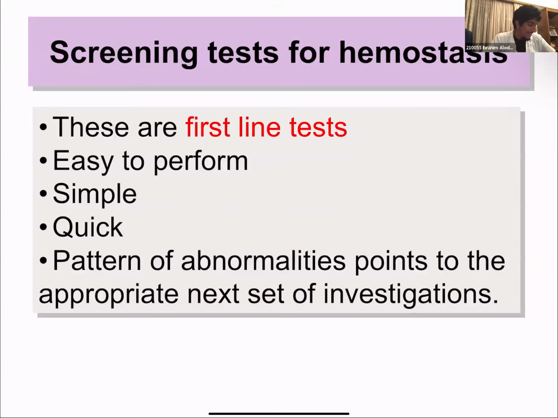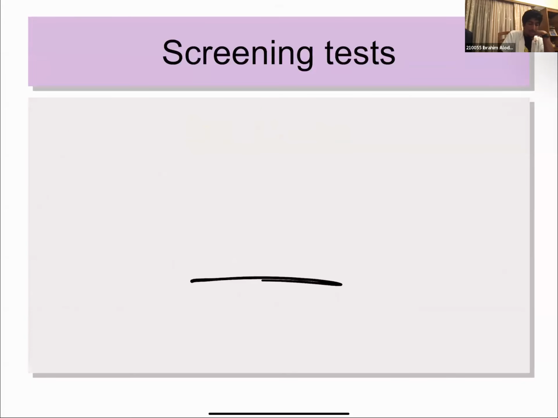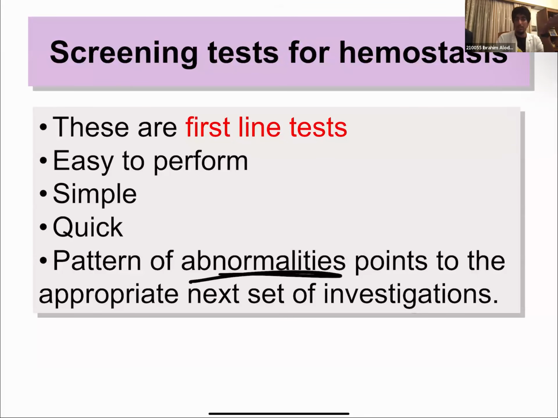Moving on, here are the first line tests for hemostasis. Now the first line tests, they are easy to perform. They're simple. They're quick. You can get these done in the clinic. They're very fast. And once you have an abnormal first line test, you're going to know what the next test is, because with every test you start taking a step in the right direction towards the correct diagnosis.